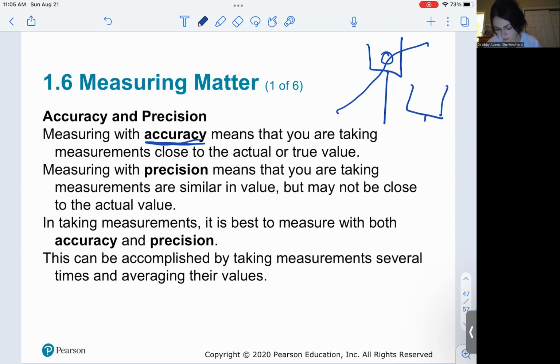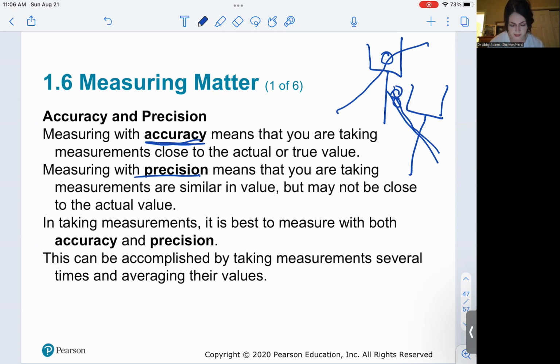But you can also have precision, which means that you are taking measurements that are similar in value, but that does not have to be the actual value. Therefore, you can be precise, but not accurate. For example, if you throw that football twice and it doesn't go in the goal, but it goes within a few inches of each other each time, that is precision.